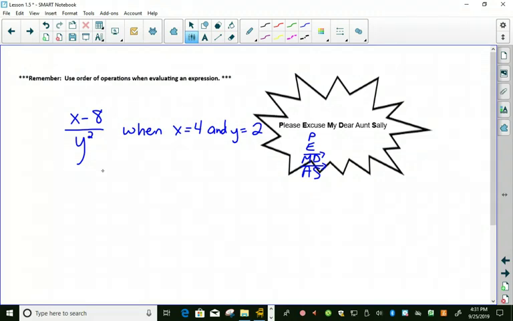So instead of x, I'm going to put 4 minus 8 all over, which is the fraction bar, 2 squared. And then I have to go through my PEMDAS, my order of operations. I have no parentheses. In a sense, the fraction bar here is a parentheses. Everything on the top has to be done first, and then everything on the bottom.